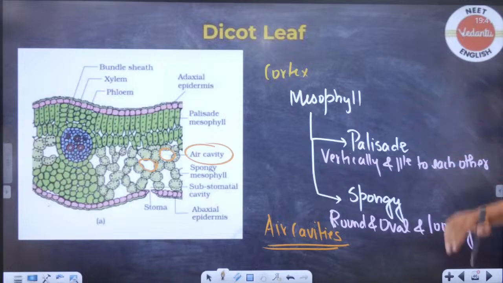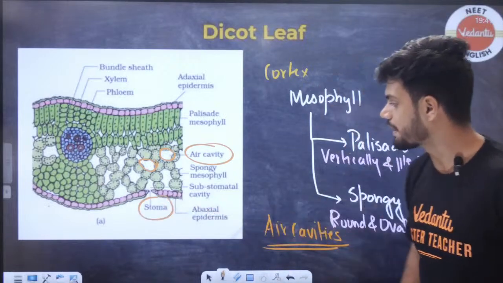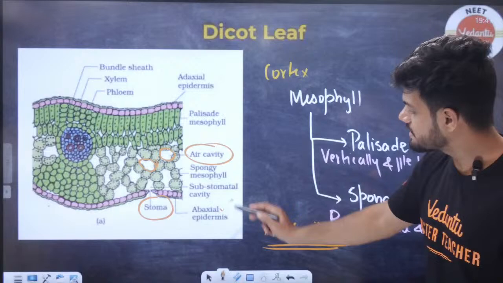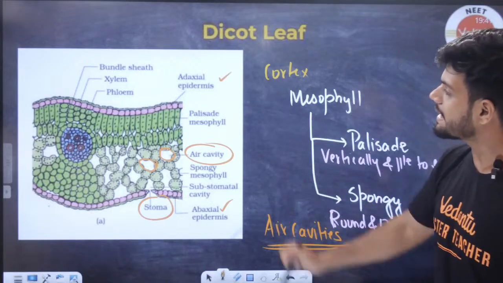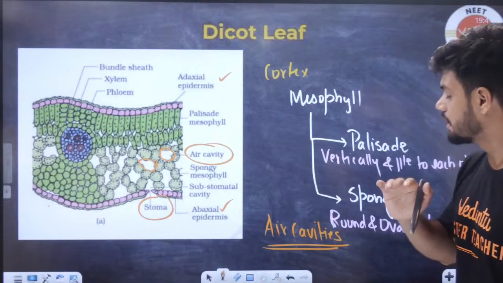So the cortex is mesophyll. Mesophyll is divided into palisade and spongy. Lower we have stomata. There is abaxial and adaxial. Adaxial is the upper side. Abaxial is the lower side.